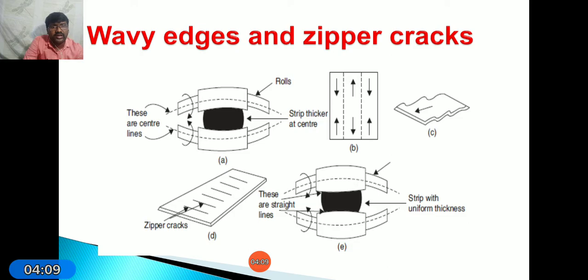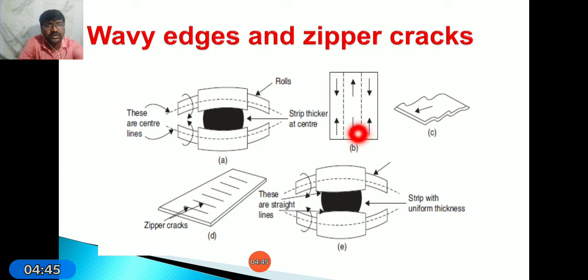Observed in the diagram, coming to the first diagram, that is diagram A, the black color indicates the workpiece, and above and below are the rollers. Due to the passing of the workpiece between the rollers, the rollers tend to bend. Due to this, the wavy edges are formed. The distance between the two rollers at the center is more compared to the edges, so the thickness at the edges will be reduced compared to the center.